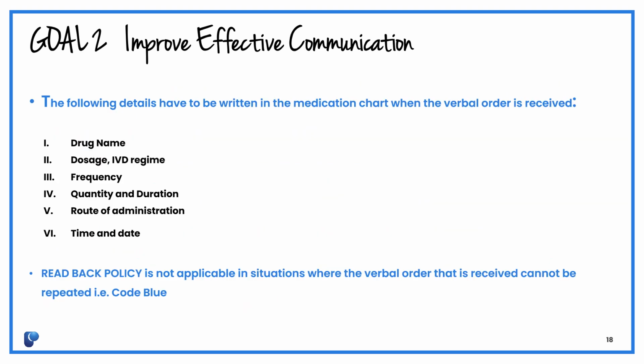So these are the following details that need to be written in a medication chart when the verbal order is received. The drug name, the dosage or the drip regime, the frequency, the quantity or duration, the route of administration, and the time and date.